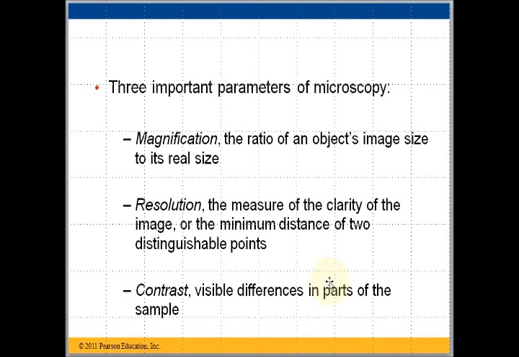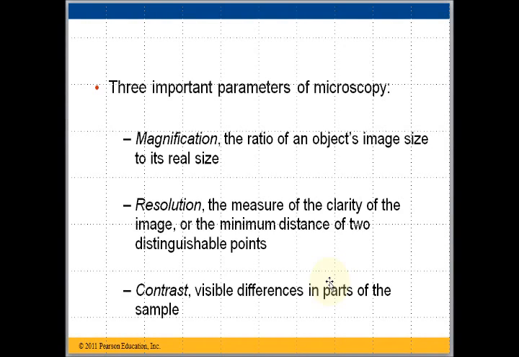The next one is resolution. This one's also very important because resolution is the measure of clarity of an image, or the minimal distance between two points that you can distinguish. For example, in TV screens and computer screens, you've probably heard the term resolution, and it usually indicates a greater amount of pixels or dots per inch. So the higher the resolution, the greater the image clarity you can make out.